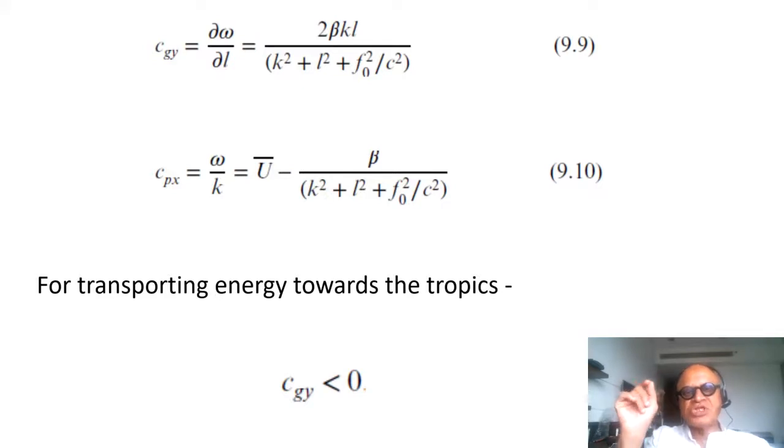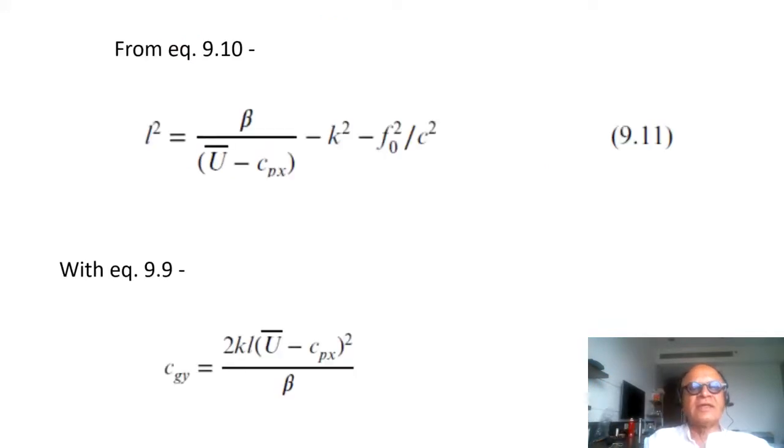Think about some perturbation in the extratropics that has a waveform. It could be a Rossby wave that is breaking in the storm track, as we will see, or some other forcing that's placed there that's going to then propagate equatorward. For transporting energy towards the tropics, we want group velocity to be less than 0. In the northern hemisphere it's southward; in the southern hemisphere y is negative, so it's northward, so you still have CGY less than 0.